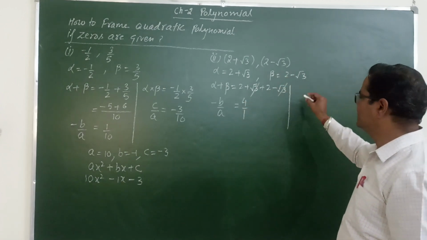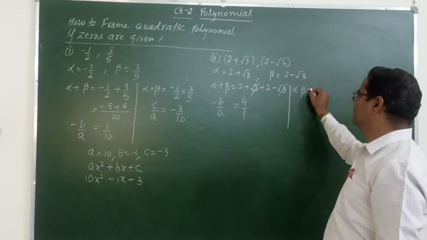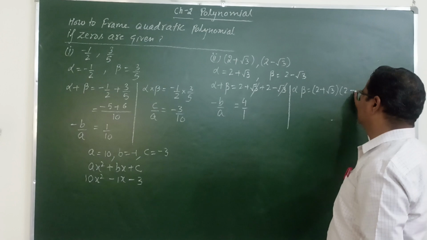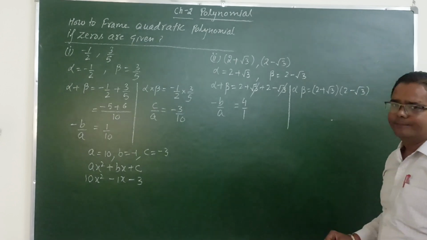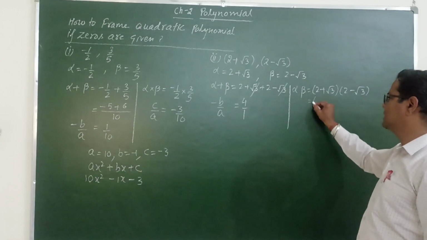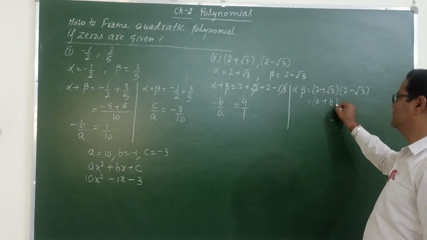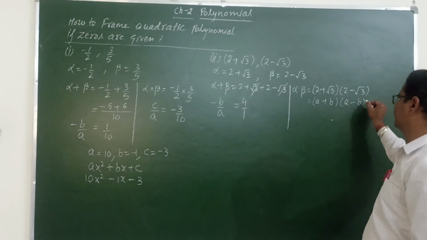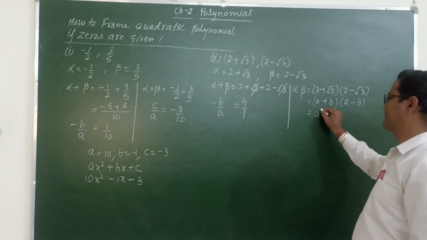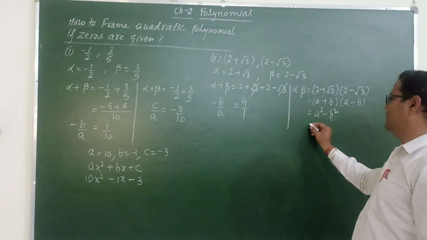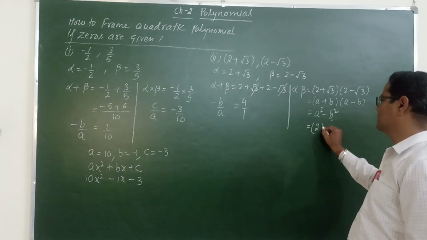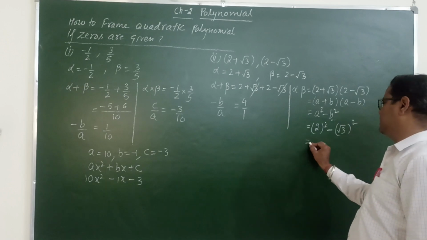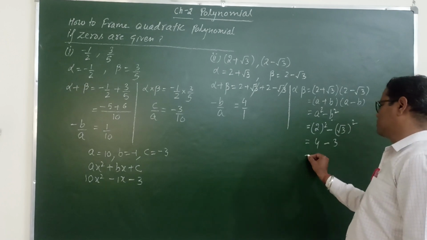Then I am going to multiply them, alpha into beta, 2 plus root 3 and 2 minus root 3. Here I am going to use the identity. Which one? That is (a plus b)(a minus b), which is a square minus b square. So what is a? We have a is 2 and b we have root 3. So 4 minus 3, which is equal to 1.